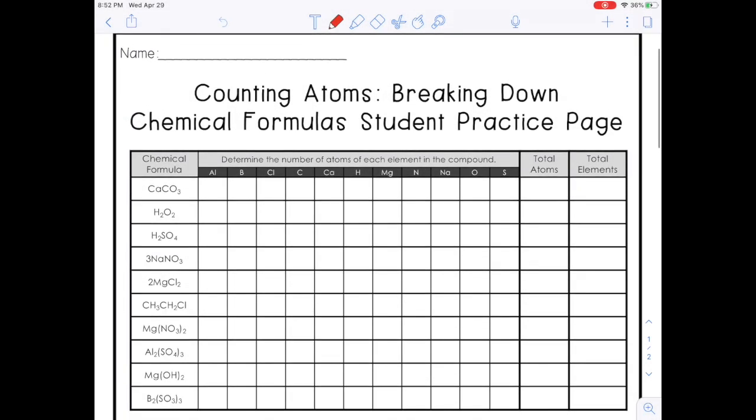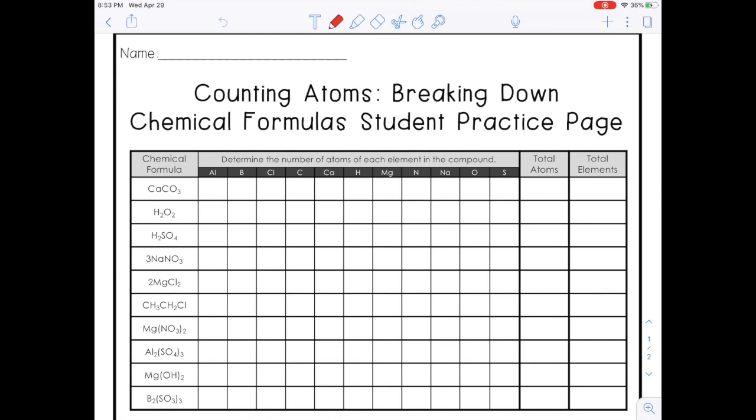All right, so let's work through this counting atoms, breaking down the chemical formulas student practice page together. This one looks like it's a little bit confusing the way that the chart is set up, but I think that you'll see that it's really not that complicated. It gives us our chemical formulas on the left-hand side, and then it wants us to list how many of each element it has in it, how many atoms of each element. And then it wants us to figure out the total number of atoms and the total number of elements. So it sounds like a lot, but we're going to go through it step by step and see that it's really not that bad.